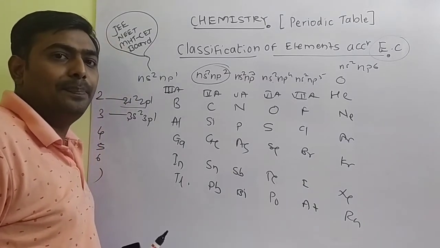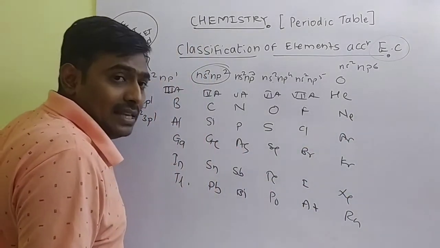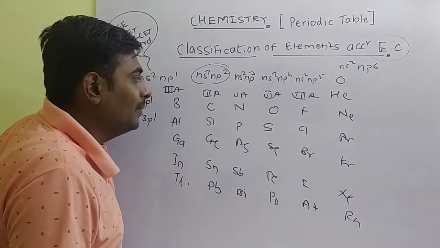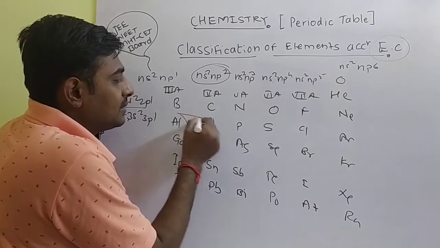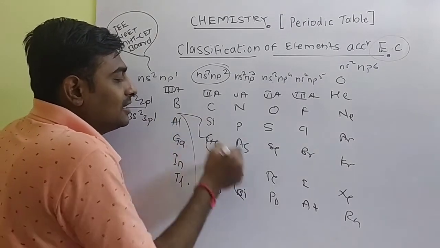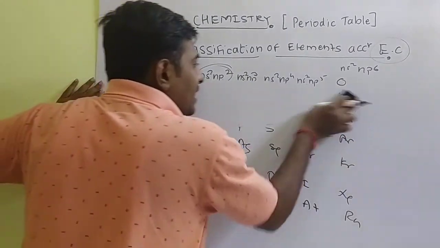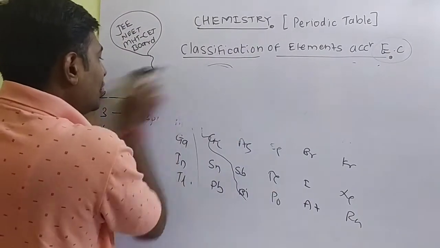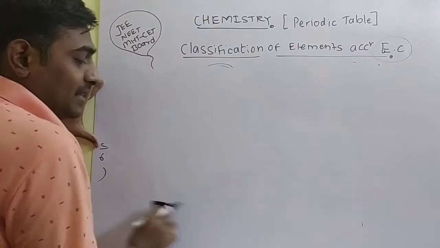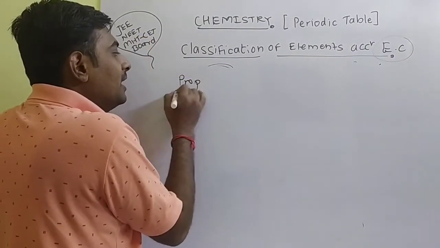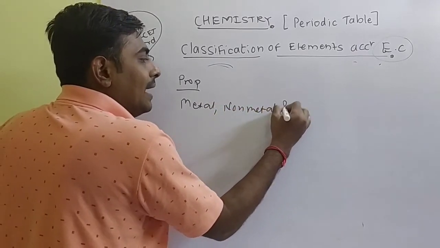So what are the properties of these p block elements? First property, the p block elements contain metals, non-metals, and metalloids. So generally these elements are metallic, these are non-metallic, these are metalloids, and the remaining elements are non-metal. Means it contains all kinds of elements: metal, non-metal, and metalloid. It also contains solid, liquid, and also gaseous species. So the properties: metal, non-metal, and metalloids.